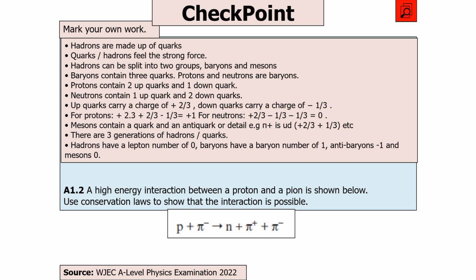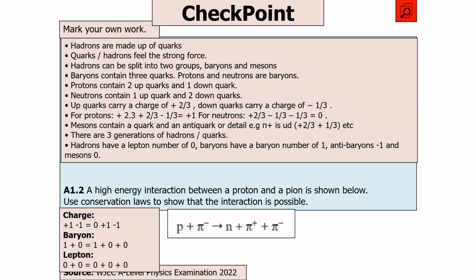Protons have 2 up quarks and 1 down quark. The neutron has 1 up and 2 down quarks. You'll know that you can work out the overall charge of them, so the proton is +1 and the neutron is 0. Mesons will be 1 quark and 1 antiquark. You can have pions if they don't contain a strange quark, but kaons if they do contain a strange quark. And we're going to have 3 generations of quarks, which are up, down, top, bottom, and charm, strange. Hadrons have a lepton number of 0, baryons have a baryon number of 1, antibaryons -1, and mesons will be 0.